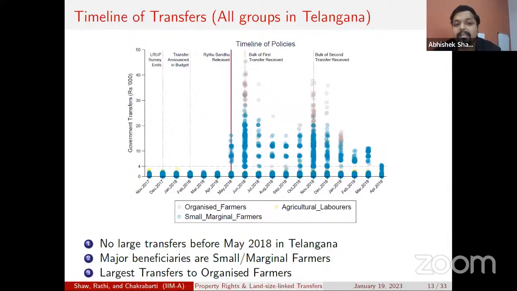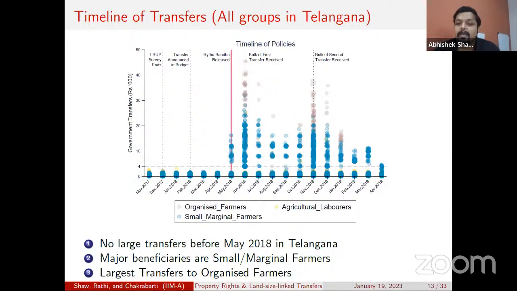Then February 2018 is when the Raitu Bandhu scheme is announced in the budget of the Telangana state government. And the dark red vertical line you see is when the Raitu Bandhu transfers begin to be released. Again, as I told you earlier, these are physical transfers, right? So cheques are being distributed from village to village. You can see that the bulk of the first transfers were realized, or at least recorded in the CMI data, by June 2018.